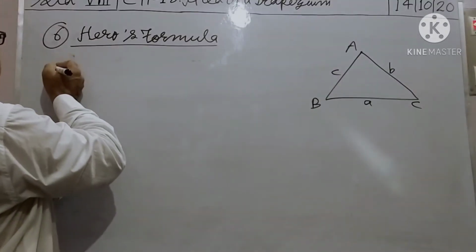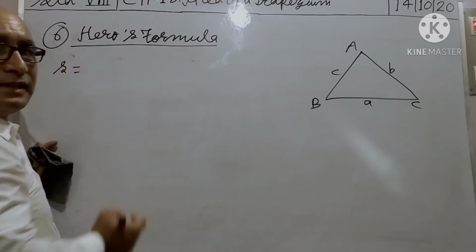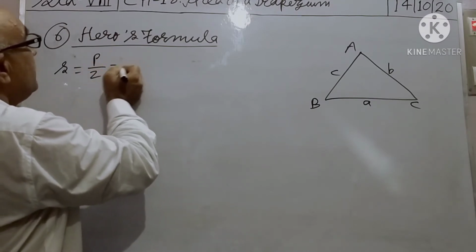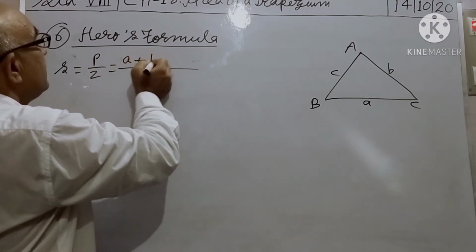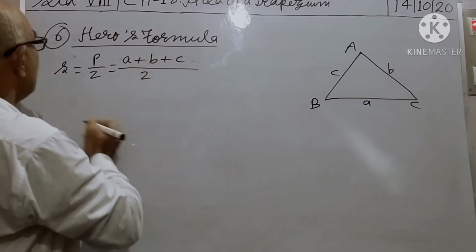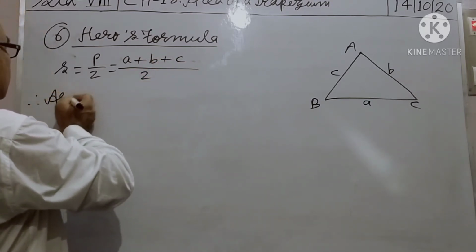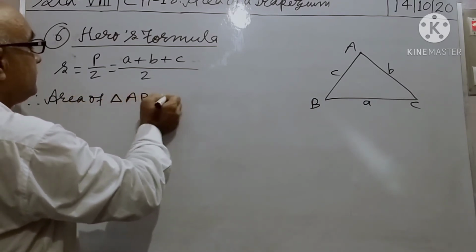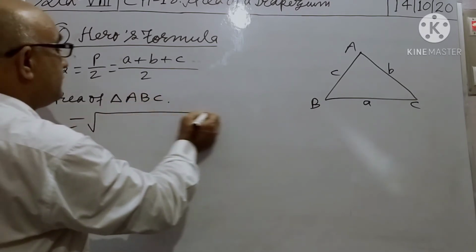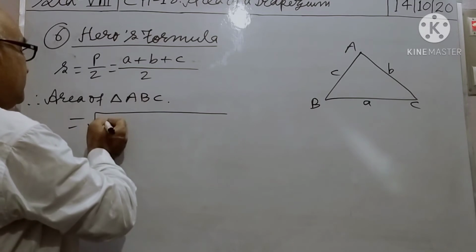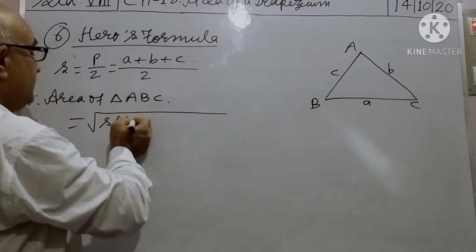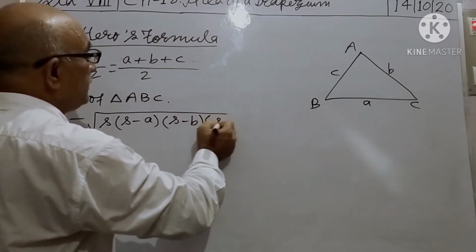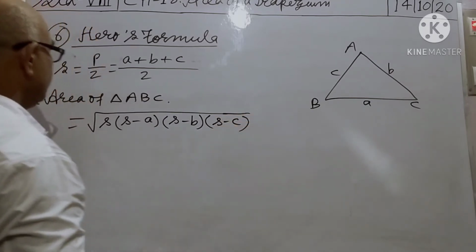So first of all find the semi perimeter. S is the semi perimeter, equal to perimeter by 2, P by 2, equal to a plus b plus c by 2. Therefore, area of triangle ABC equals under root S into S minus a into S minus b into S minus c.